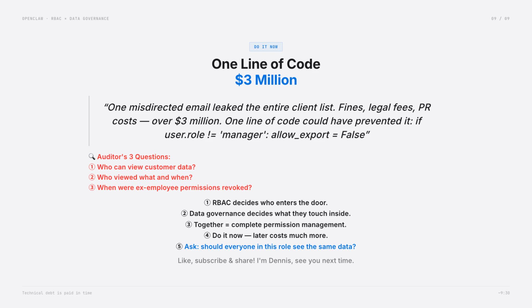1. RBAC decides who can enter the door. 2. Data governance decides what they can touch once inside. 3. Together they form complete permission management. 4. Do it now. Doing it later costs much more. 5. Do not just ask what a role can do. Ask, should everyone in this role see the same data? The answer is usually no, and that no is exactly where you need data governance.